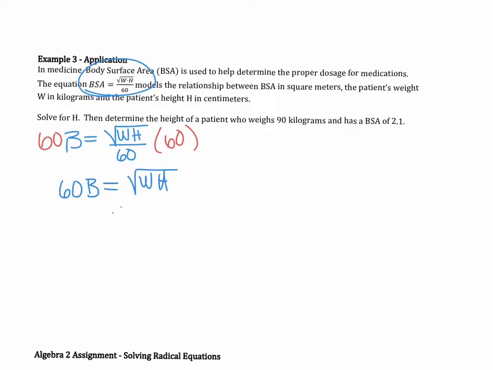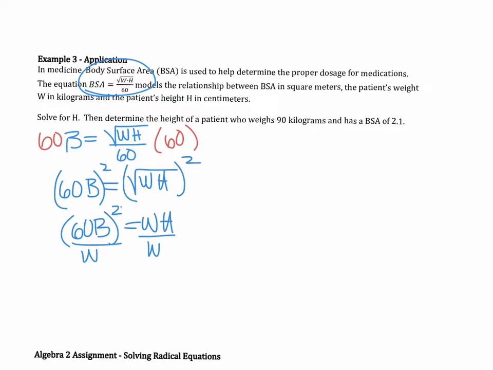Now I can raise both sides of the equation to a power of 2, and I get 60b quantity squared equals w times h. In order to solve for h, you divide both sides by w, and your equation is h equals 60b squared over w. And b is your BSA. So now I can plug in my 90 kilograms and the BSA of 2.1 in order to solve the problem.